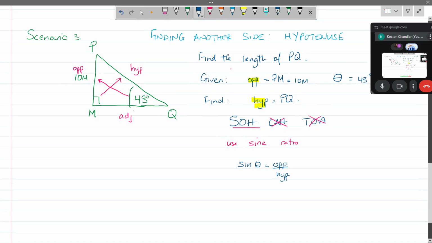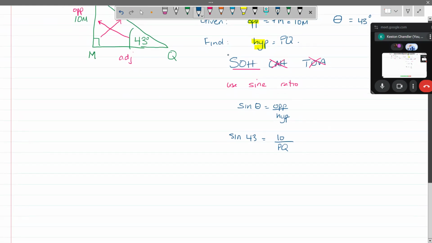Now that you're seeing this, you could easily see where you're substituting things. You're replacing this theta with 43. You know the opposite is 10. The hypotenuse is PQ. Right. Now you want to find PQ, but PQ is in the denominator here. So just like we did before, you have to move this across to the other side. You're not getting away from it. You have to move it across. So the sine 43 will be here.